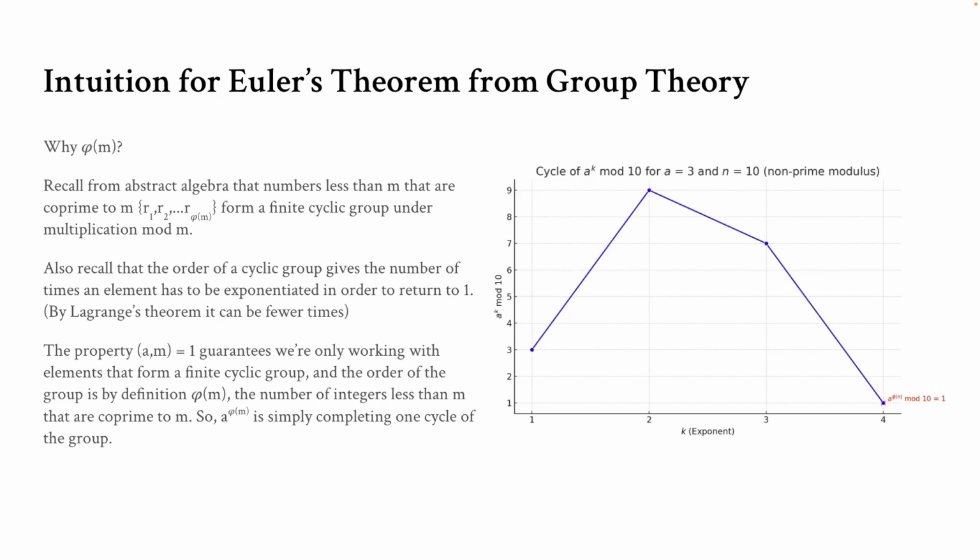So the restriction that our choice of a and m must be coprime is just guaranteeing that we're only looking at elements that form a finite cyclic group under multiplication mod m. We know the order of that group is phi of m, by definition, the number of elements that are less than m coprime to m. So a to the phi of m is just guaranteeing that we've had a act on itself at least enough times to return to the identity element. Again, it can be more times than necessary, but it's at least the correct amount of times.